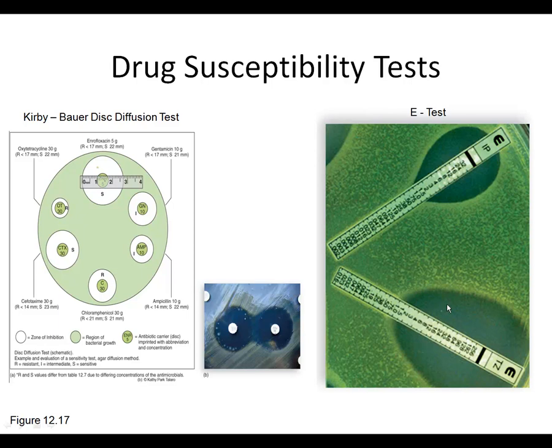Whereas with the disc test, I just know that my zone of inhibition is over 22 millimeters. I know it's at 27 millimeters, but what does that calculate to in grams or micrograms per milliliter?